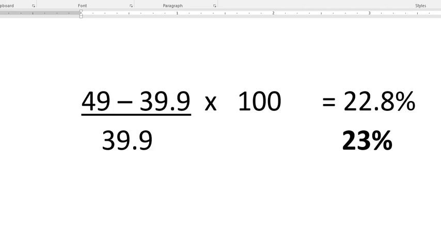So here's a calculation for the inaccuracy of the flat bottom beaker. The beaker itself measured a volume of 49 milliliters. The graduated measuring cylinder gave the accurate measurement of 39.9. So the difference between the beaker and the graduated measuring cylinder is 9.1. We divide that by the actual accurate measurement of the graduated measuring cylinder of 39.9, times 100 to turn it into a percentage. But because one of our calculations has just two significant figures, our final answer should be two significant figures, so we round up to 23%.